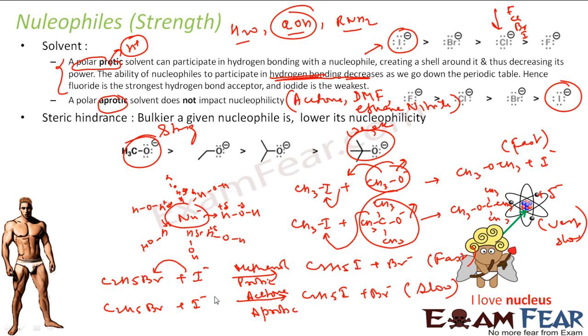Why? Because in this case, iodine becomes a weak nucleophile. This guy here is a weak nucleophile, and this guy here is a strong nucleophile. Correct? So the same nucleophile I minus is a strong nucleophile in one case and a weak nucleophile in the other. So you see, the strength of a nucleophile depends on a lot of factors.